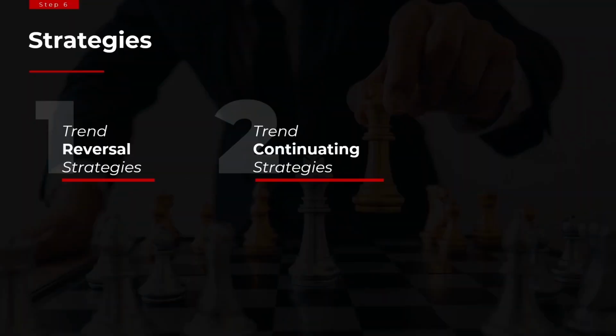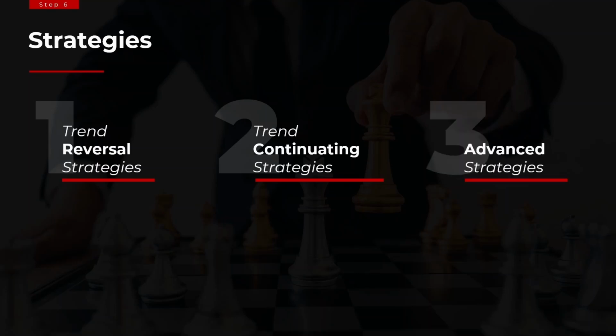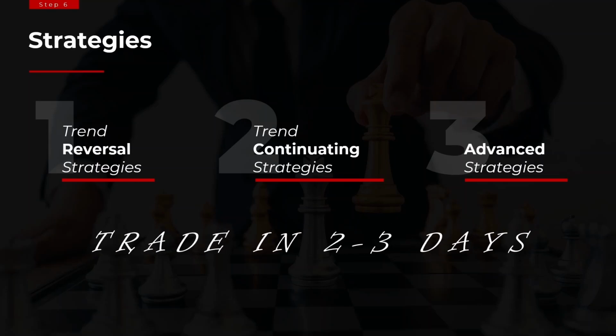That's why there is a third type of strategies, and they are called advanced strategies. This type of strategy happens much more frequently than the other strategies mentioned so far. We can say almost every day we have some advanced strategy forming. Even if it's not every day, in 2-3 days you can see some of them.